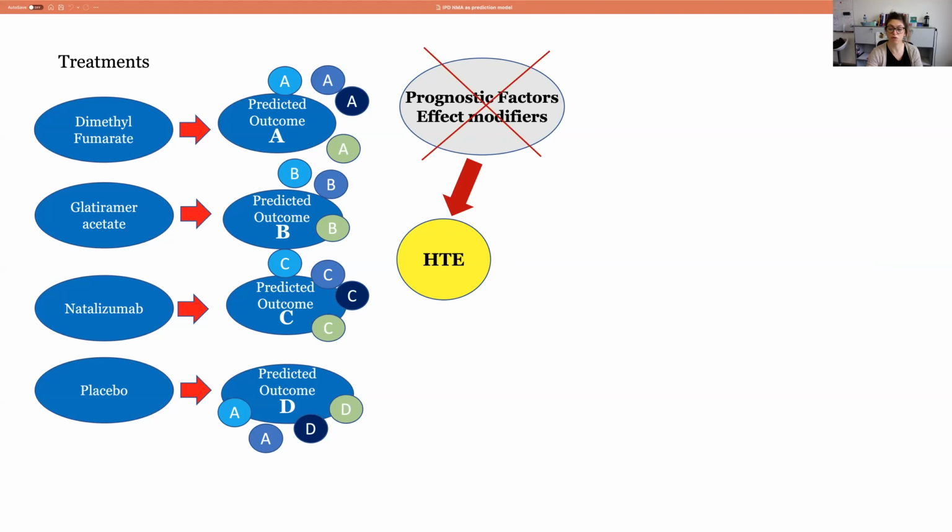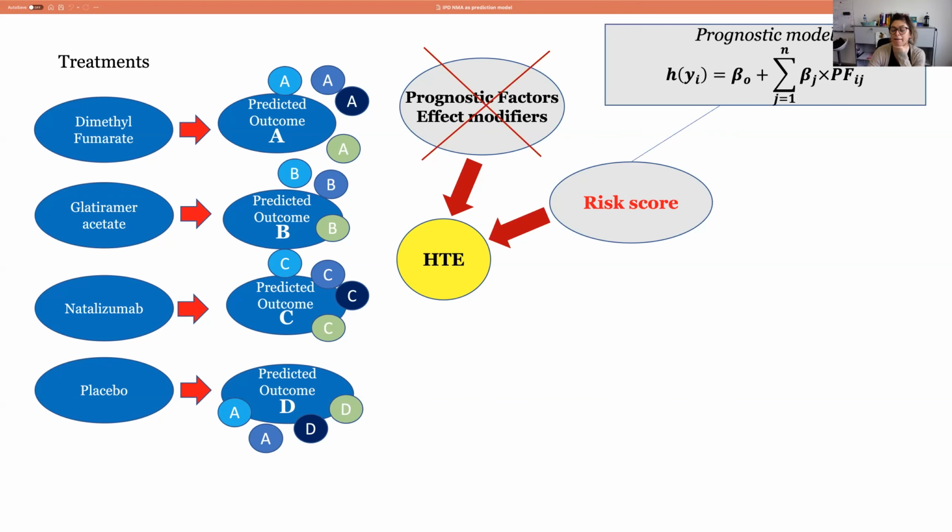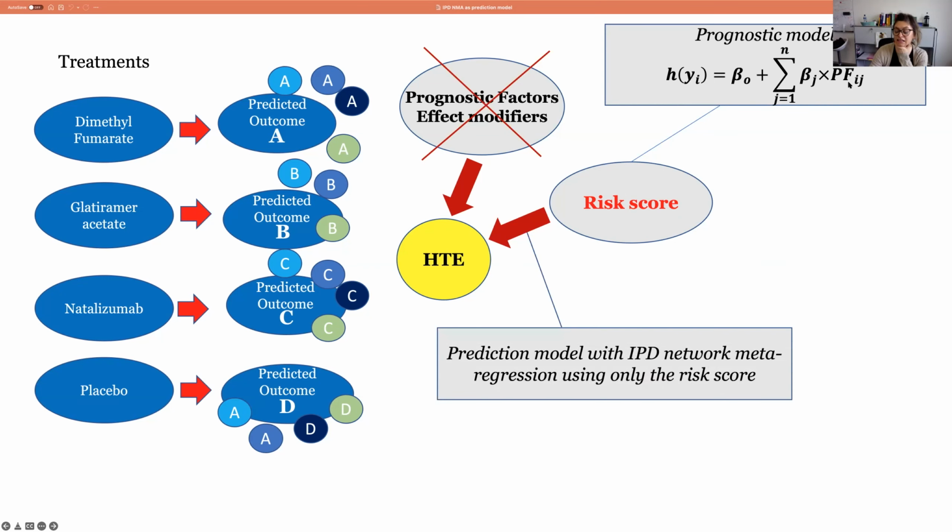And this is why we will not do that, but we will develop a single covariate that we will call risk score or baseline risk score by developing a prognostic model of baseline prognostic factors defined here as PF. And then this risk score will be used in an individual patient data network meta-regression using just this covariate and nothing else.